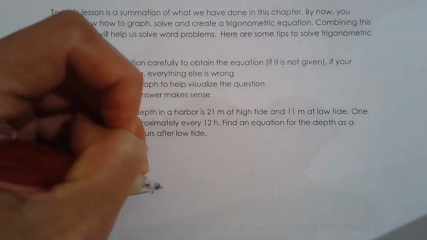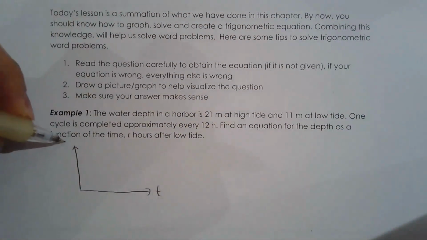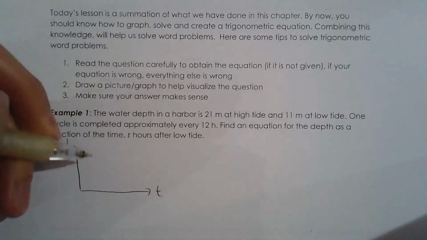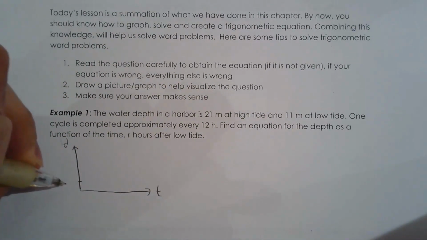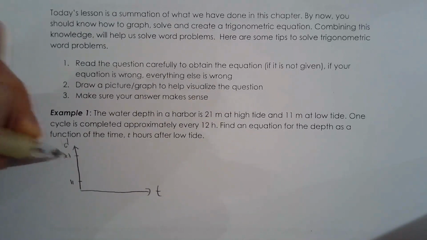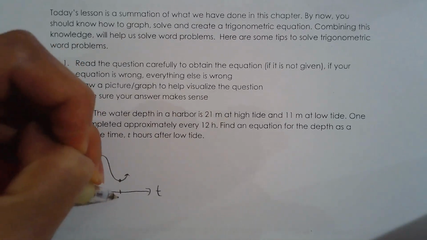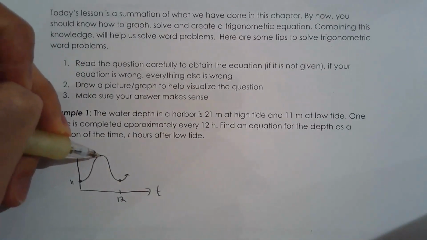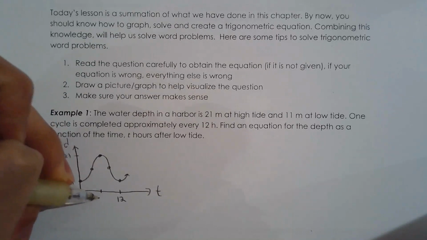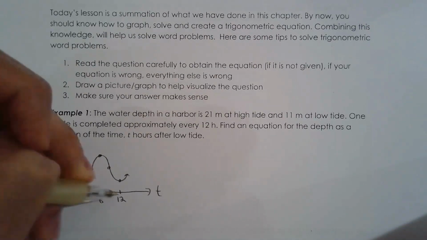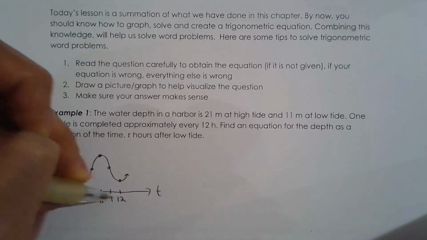So, height or depth. Let's do D instead of H. So the depth of the tide. It starts off, so hours after low tide. Okay, so time is hours after low tide, and we said low tide is 11, high tide is 21. We said the period was 12 hours. And in fact, you don't need these values on the t-axis, but I'm going to give it to you anyways. This is going to be 6 because it's halfway between 12. This is 3 because halfway between 0 and 6, and this is 9 because it's halfway between 6 and 12.